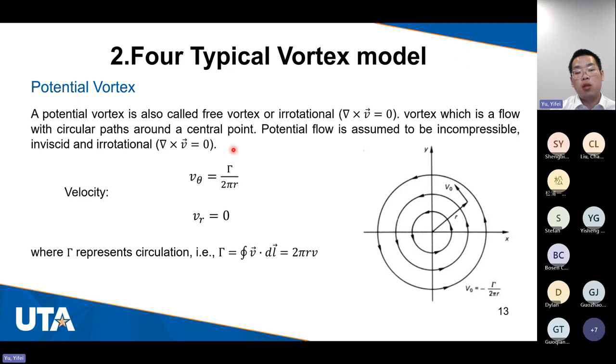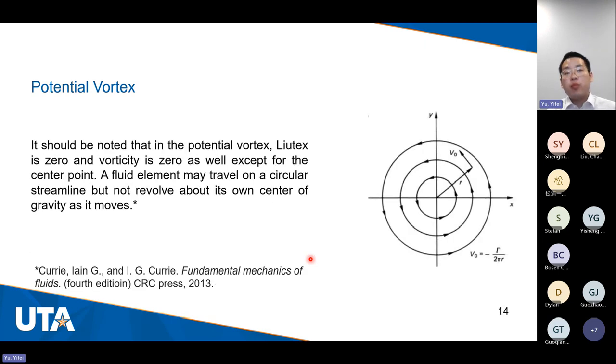The velocity field in the polar coordinate system is v_theta equals gamma over 2 pi r, and v_r is zero. Gamma is the circulation, which can be evaluated by 2 pi r times v_theta. It should be noted that in the potential vortex, Liutex is zero and the vorticity is zero. If you calculate other vortex identification methods, their values are also zero. But we do see the curvature of the flow, the streamline. It's a circle.